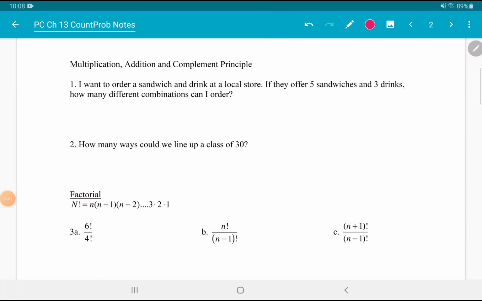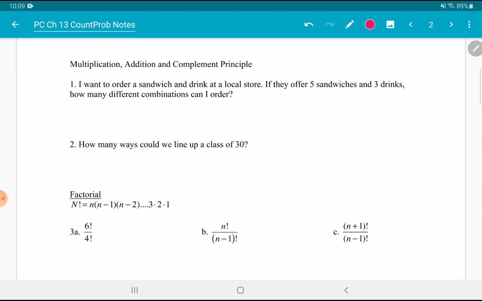In this video, we're going to take a look at how we can count different numbers of items. In the first example, it says we want to order a sandwich and a drink at a local store, let's say like a Subway or a Togo's. If they offer 5 types of sandwiches and 3 drinks, how many different combinations can we order?